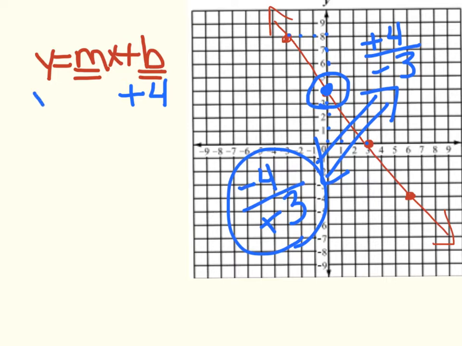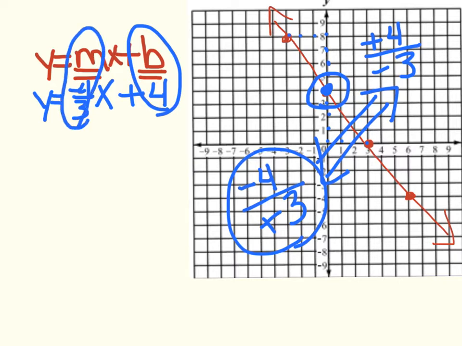So let's put that in for m. y equals -4/3. Again, -4/3 is your slope. Then we put our x in there, plus 4. So now you have written the equation of a line. Remember, the first thing you need is your y-intercept, and you substitute that in. The next thing you need is your slope, and you just count your rise over your run for that.